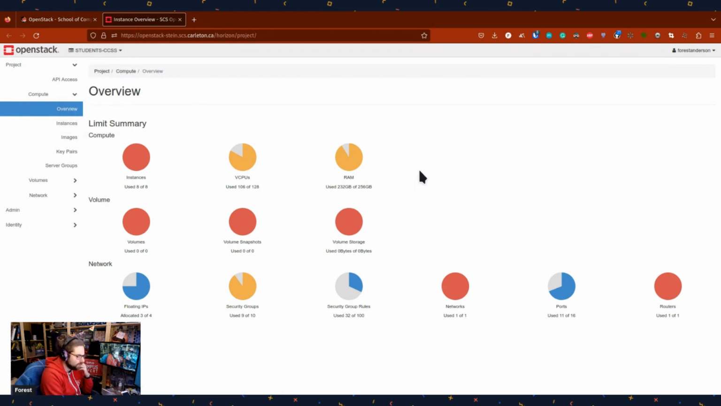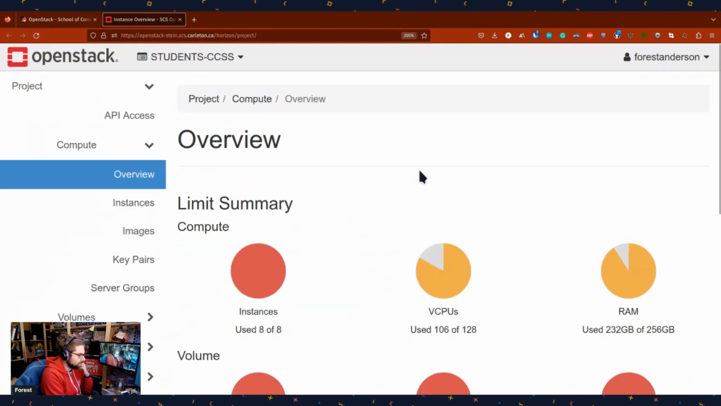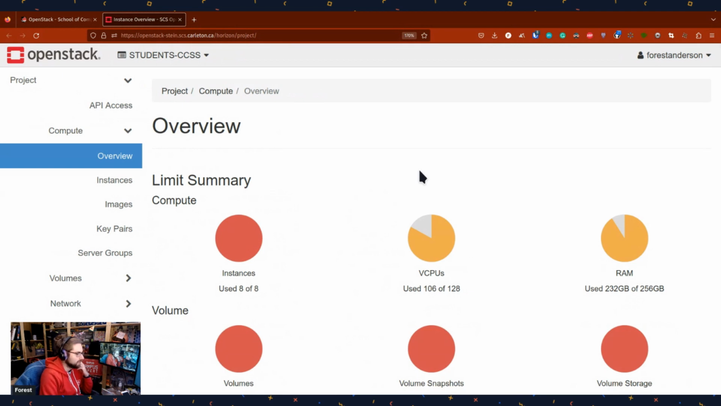And so right on this screen, let's take a look through what we can see here. Let me make it super big so that we can see what all is covered in the overview.